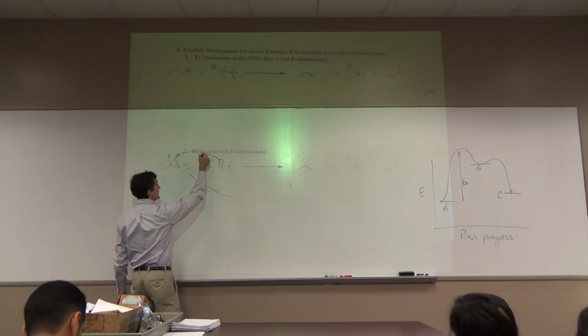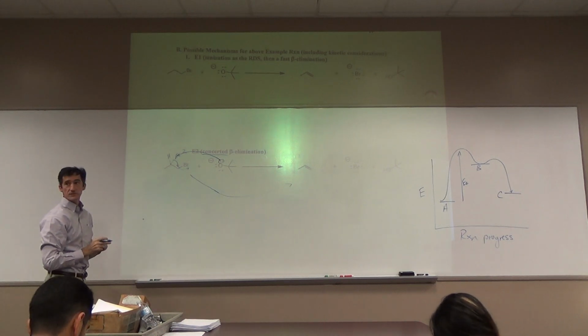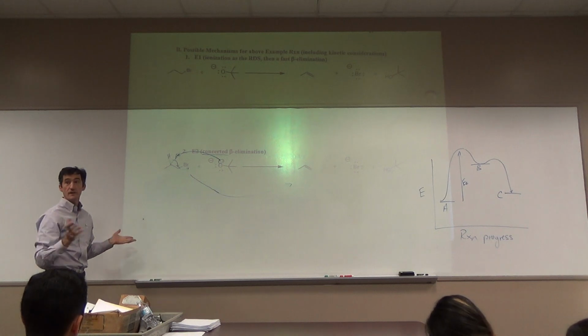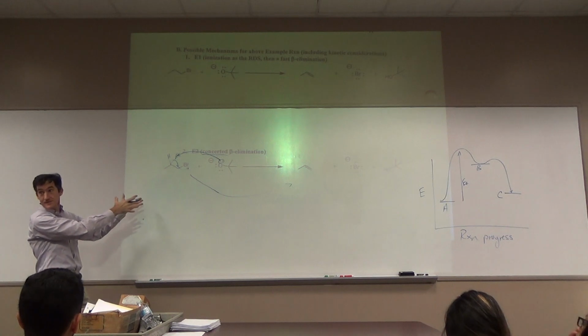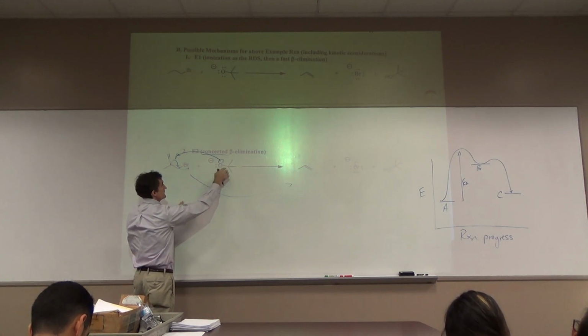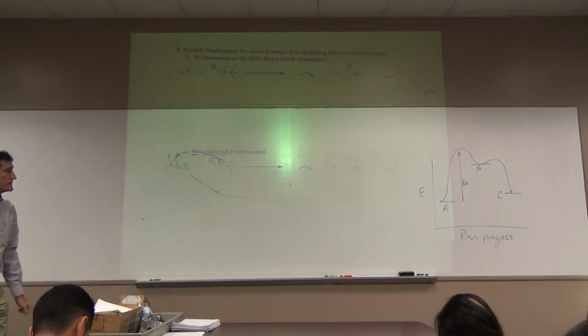This is concerted beta elimination. How many steps in this mechanism on the board? Just one step. Which one's the rate determining step? That step. Are both involved in the rate determining step? Yes, it's called an E2. Both are involved in the rate determining step.